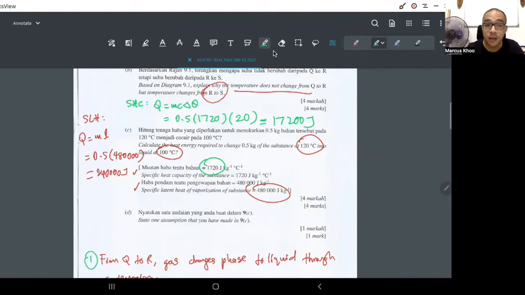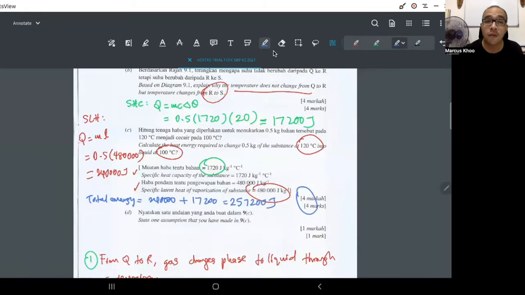Okay, and so finally, what is the final answer? It will be the total energy. So the total energy is 240,000 plus 17,200, which will give you 257,200 joules.